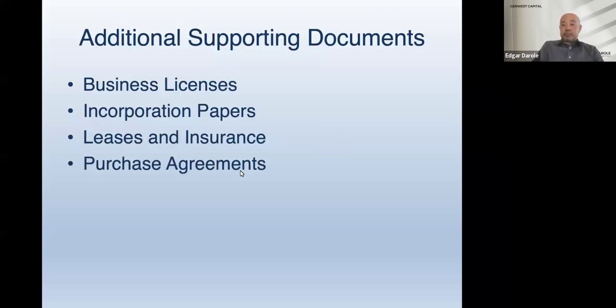In addition to those documents mentioned, don't forget items like business licenses, incorporation papers, leases, and insurance. And if you're buying some equipment or property, make sure to include your purchase agreements. I've seen deals get delayed because they didn't have the right insurance, so they had to get the insurance, and it takes time. Leases that need to be subordinated, please make sure to provide that information in advance, not right before closing, because it's definitely going to delay your loan.